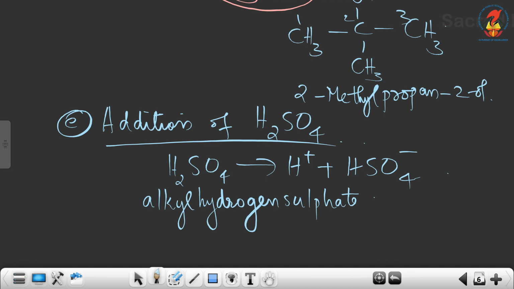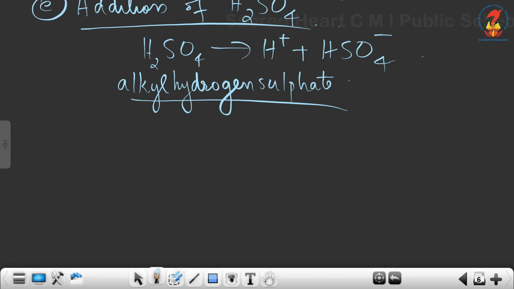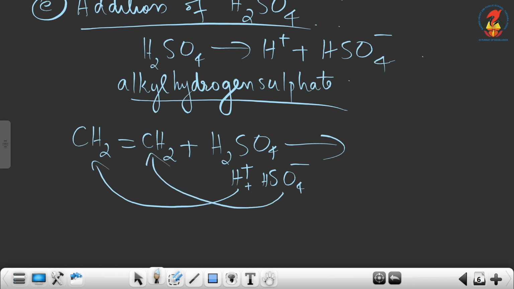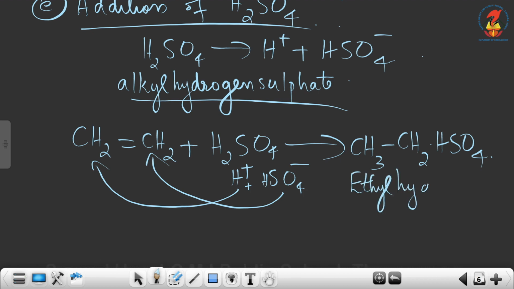Alkyl hydrogen sulfate. Okay, so this is the product formed. Let's write an example for the addition of sulfuric acid. Example, CH2 double bond CH2, ethene, symmetrical alkene plus H2SO4 gives. Now I told H2SO4 dissociates into H plus and HSO4 minus. It's a symmetrical alkene, so H plus can add to any of the double bonded carbon atoms. Then HSO4 minus will add to the other carbon atom. Now the product will be CH3 single bond CH2 HSO4. Now alkyl hydrogen sulfate is the product. Here we have two carbons, so the alkyl group is ethyl: ethyl hydrogen sulfate.